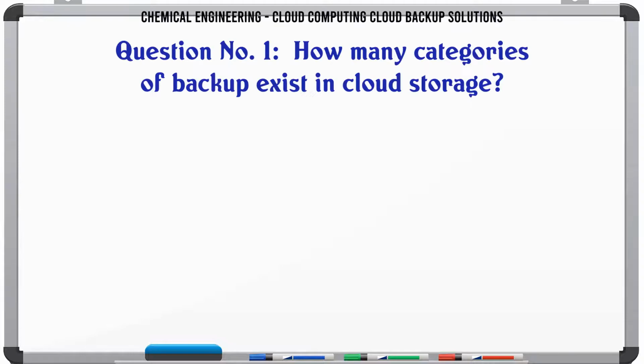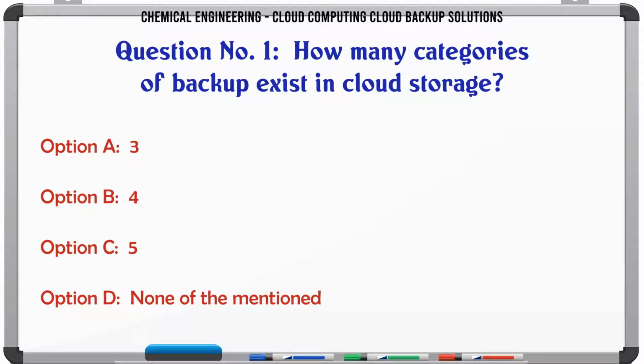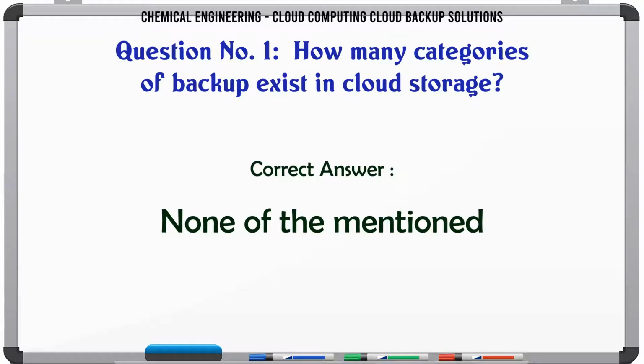How many categories of backup exist in cloud storage? A. 3, B. 4, C. 5, D. None of the mentioned. The correct answer is none of the mentioned.